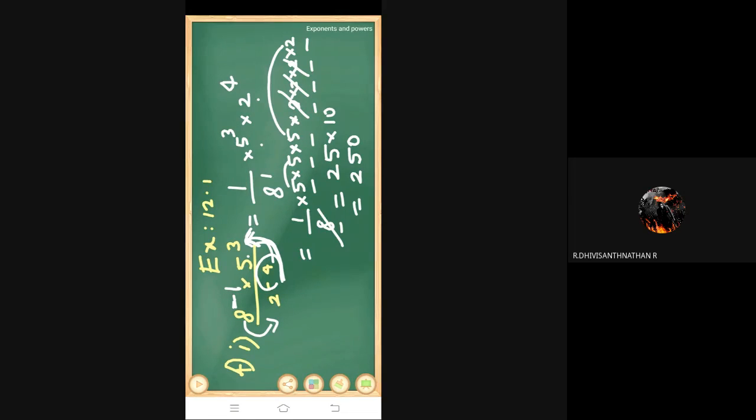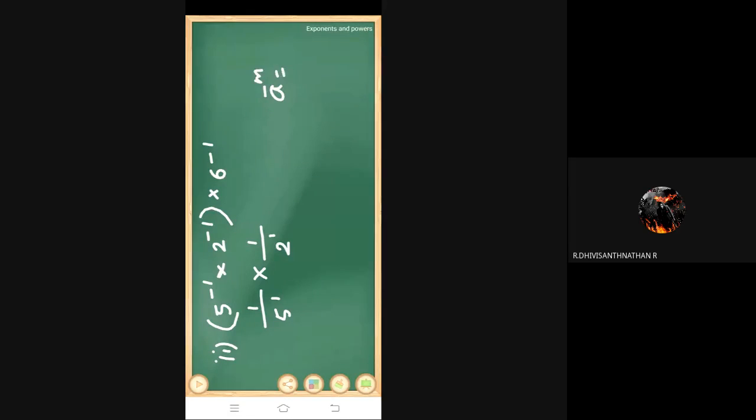And then you cancel this 2 cube, 8. Isn't it? 2 2s are 4, 4 2s are 8. So this 8 and this 8 get cancelled. Remaining is 5 into 5 into 5 and 2. Very easily we can do, children. 5 5s are 25, 5 2s are 10. 25 into 10 is nothing but 250.